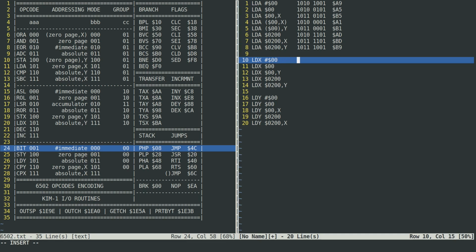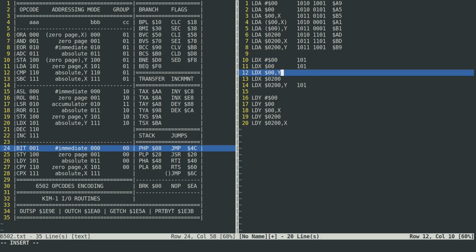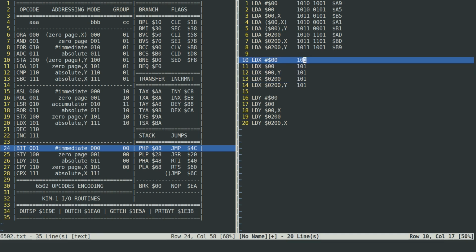Essentially, we can go further to get done with LDX. I'm wondering if I can do all the LDX 101. So 101. Okay, I need to probably manually enter these. So 101, 101, 101. Okay, and, oh, I'm sorry.